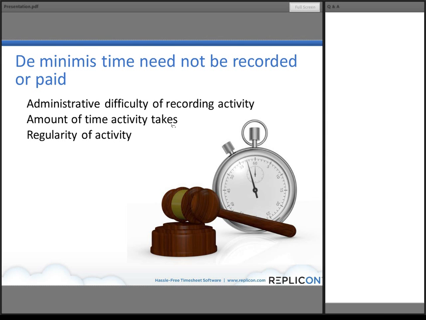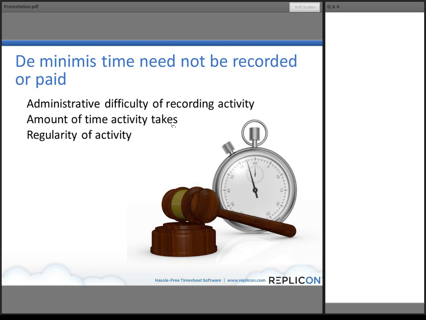What does de minimis time consist of? It really is defined by three factors: the administrative difficulty in recording the time, the amount of time at issue, and the regularity of the activity at issue. And I have to say that courts have been quite forgiving on occasion, depending upon your judge, so to speak, of the amount of time that can be excluded. In some cases, courts have forgiven employers up to 10 minutes per day.